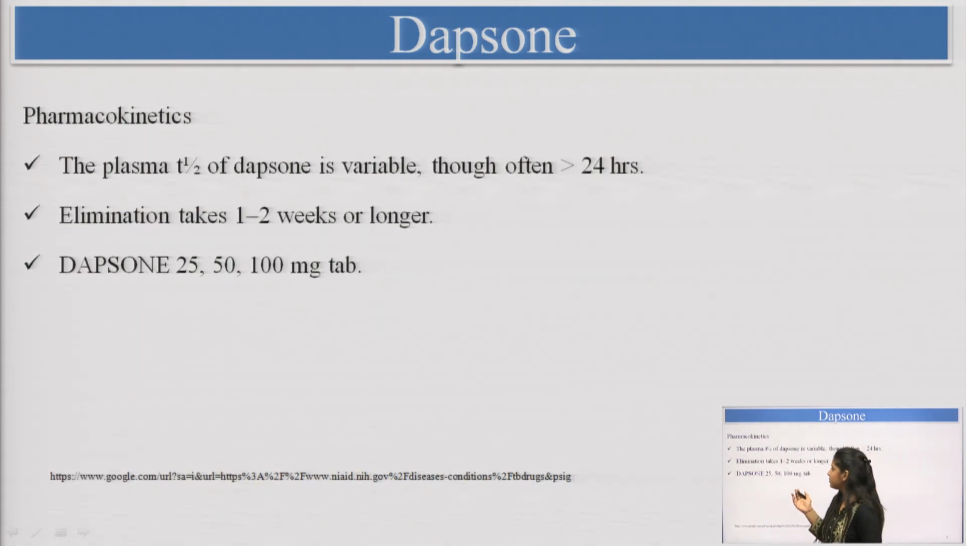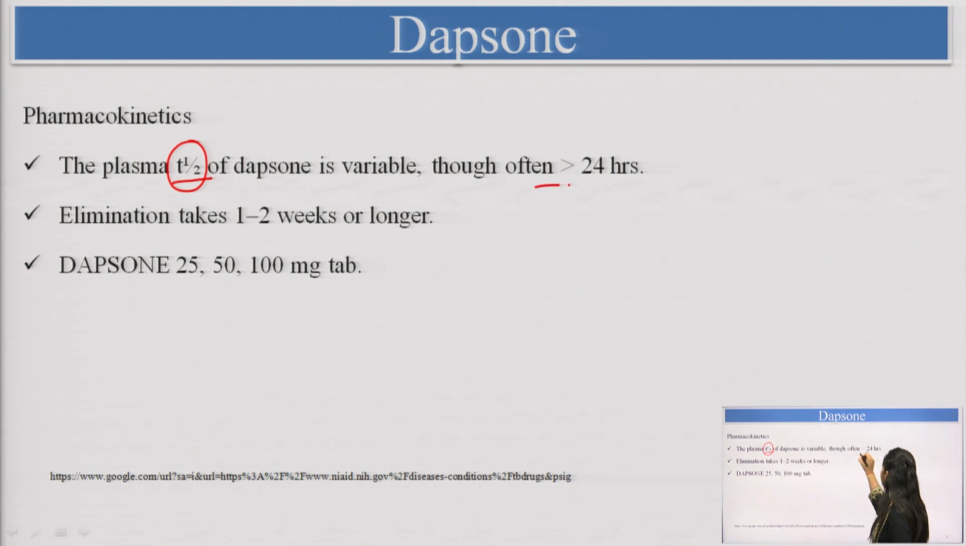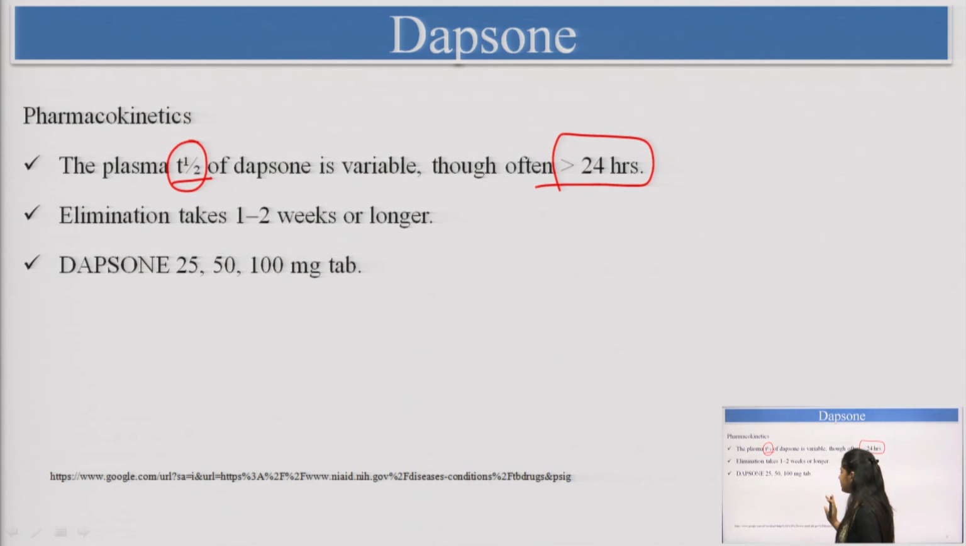Now see the other parameters. The half life is variable and often more than 24 hours, so it is retained in the body for a longer time. Elimination takes 1 to 2 weeks or longer. Now, it is available in 25, 50 or 100 mg tablets.